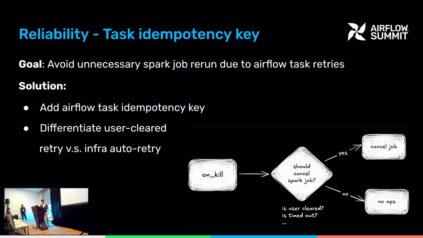For Spark workloads, we also introduce an on-kill behavior in our Spark operator. So when Airflow signals a task to stop, the operator now checks for the reasons. If the stop isn't user-initiated or a timeout, the operator does not cancel any running Spark job. That means the Spark job keeps running safely on the cluster. And even if the Airflow worker pod died, on the next retry, the Airflow task uses the idempotency key to reattach to the same Spark job instead of starting a new one. This avoids any wasted compute and duplicated jobs, and ensures the task retries are idempotent and efficient.